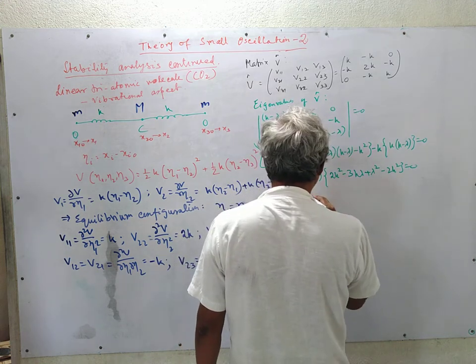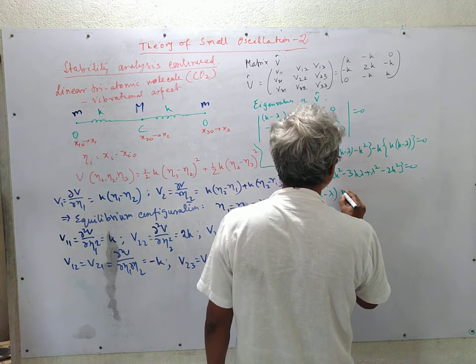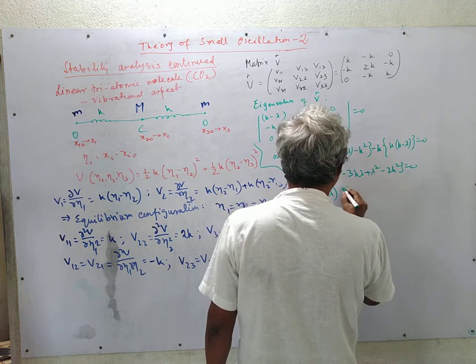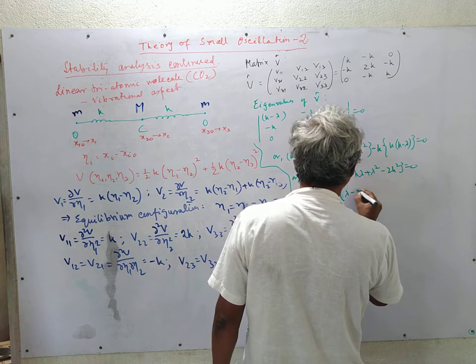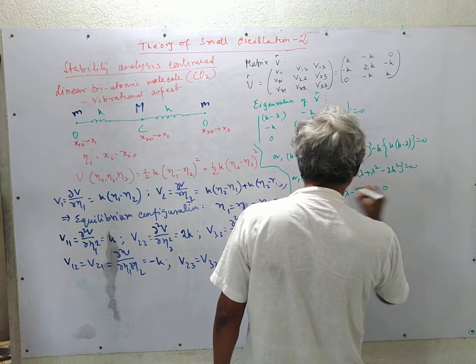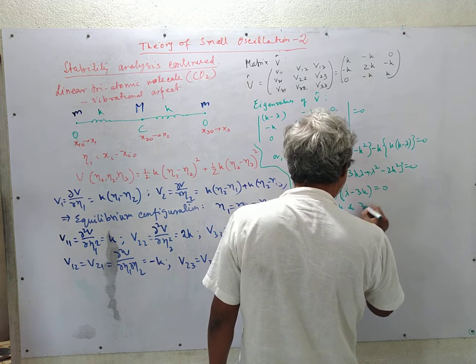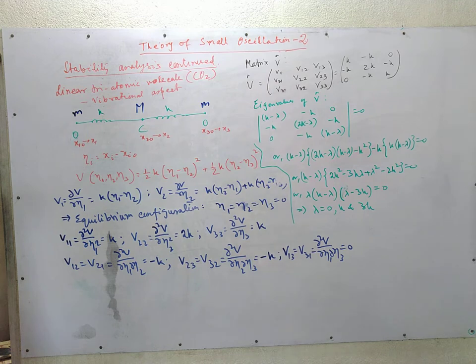Or we have lambda, K minus lambda, and then from this part, lambda minus 3K is equal to 0, which gives lambda is equal to 0, K and 3K. These are the eigenvalues of the matrix V. And we see that none of the eigenvalues are negative. One is 0 and the other two are positive.